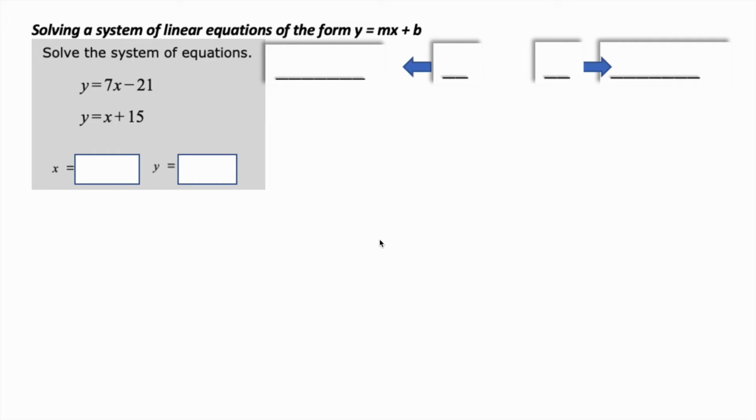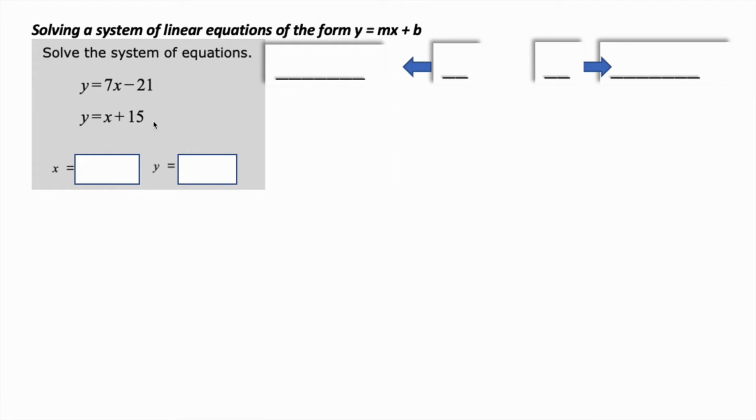Okay, so this is just another form of substitution. We don't simply have x equals 11 like we did in the first one. If you haven't watched the previous video, definitely go back and watch that one. In this case, we have a system of equations and both are in the y equals mx plus b form, which is slope-intercept form. So we can see that down here. We have y equals 7x minus 21, y equals x plus 15.